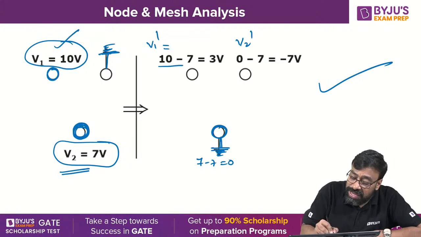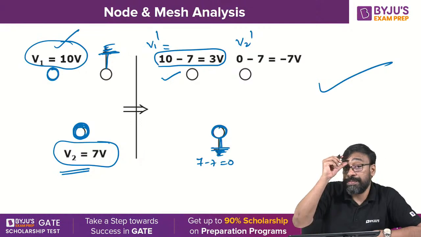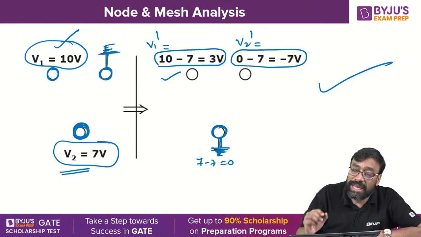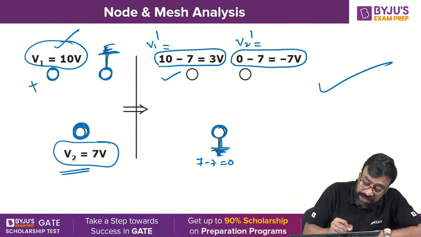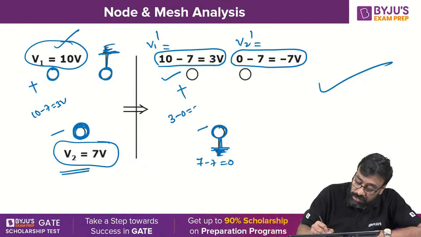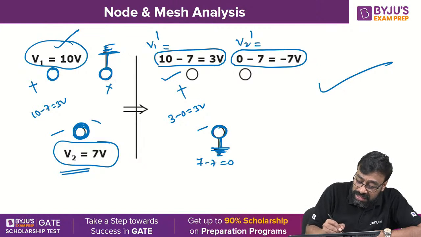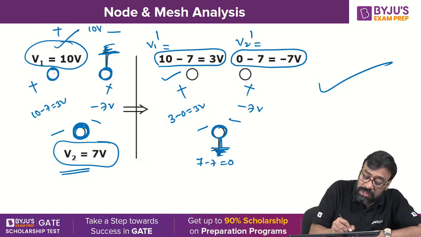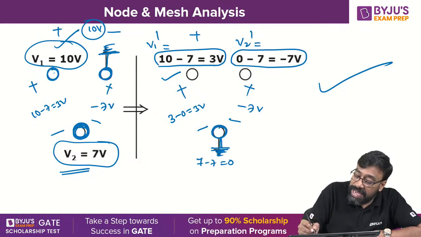Earlier it was 10, therefore 10 minus 7 is equal to what? 3 volts, this particular node voltage. Earlier it was 0, now V2 dash will become 0 minus 7, which is minus 7 volts. Finally, look at this, the difference between these two, 10 minus 7 is 3 volts. Here also, 3 minus 0, it is 3 volts. 0 minus 7 is minus 7 volts. Minus 7 minus 0 is minus 7 volts. 10 minus 0 is 10 volts. Now here, 3 minus of minus 7 is plus 10 volts.